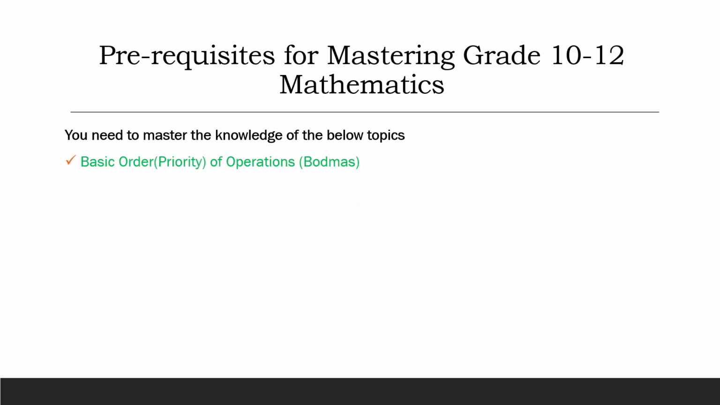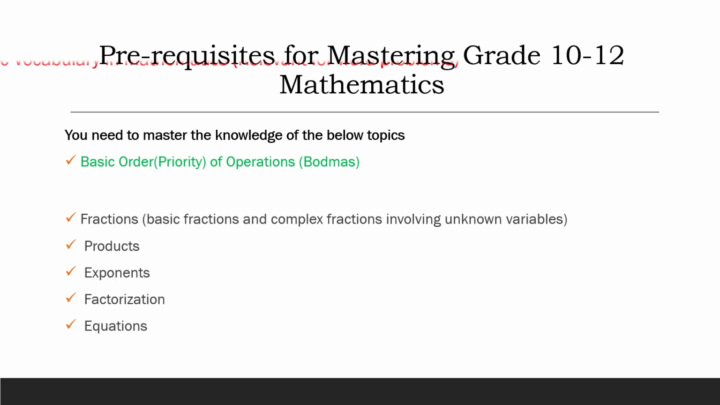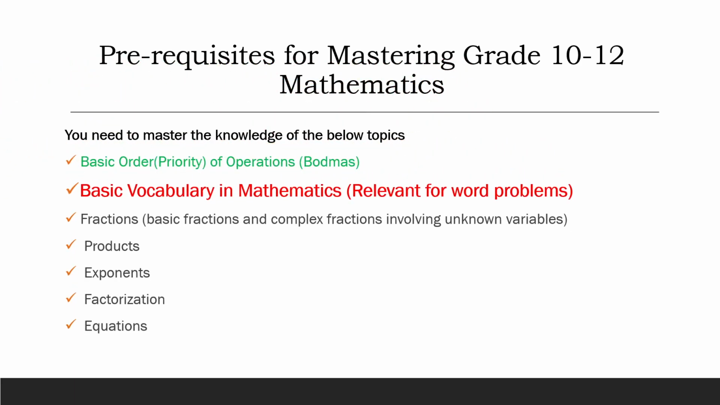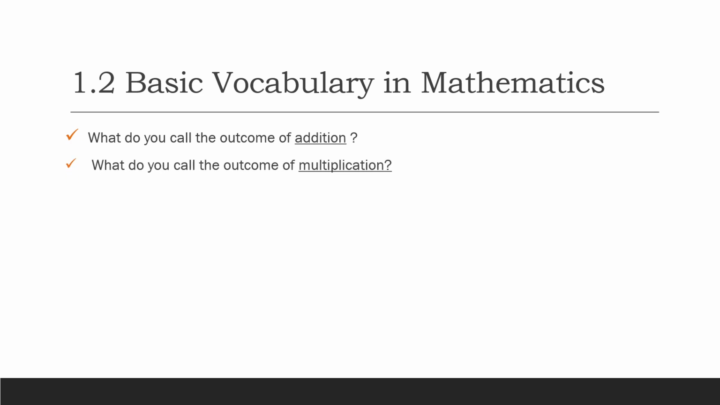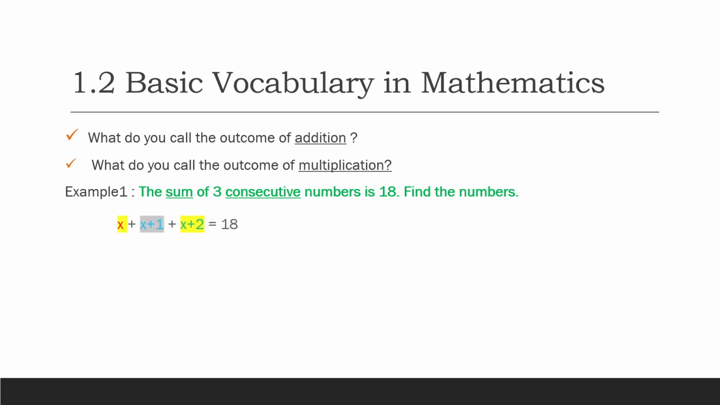We have covered the basic order of operations, and we are now going to cover the basic vocabulary. For instance, what do you call the outcome of addition? What do you call the outcome of multiplication? We can be given a problem that involves some vocabulary that you need to understand before you can solve it, like the sum of 3 consecutive numbers is 18, or the sum of 3 consecutive integers is 18. Find the integers or find the numbers. Then the problem gets solved.